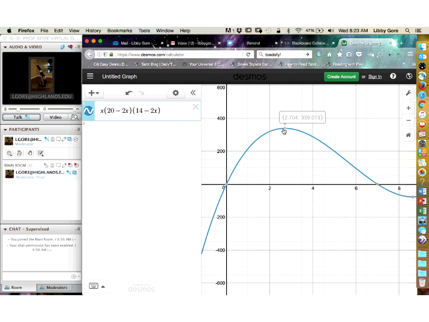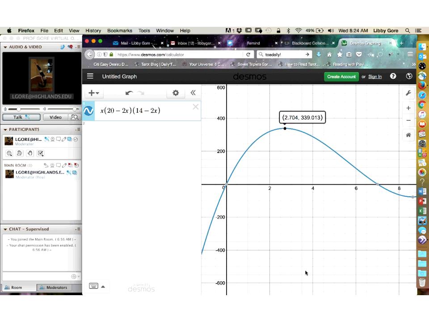Let's see. 3.39. Looks like I hit it. I don't think anything goes above that. Yeah, so that is the point, 2.73, 339.03. I'm going to use my graphing calculator to actually calculate that point. In your homework in WebAssign, there are instructions on how to do this, but I will just talk you through it as I'm putting it into my own calculator.